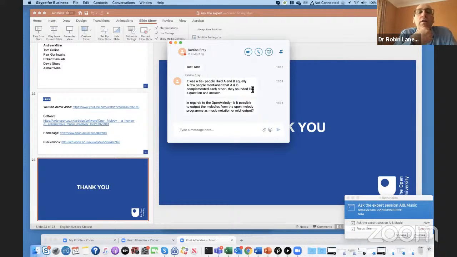Katrina says, it was a tie. People liked A and B equally. A few people mentioned that A and B complemented each other. They sounded like a question and answer. Well, I think that's a really interesting result. I really like that. If we've got a question and an answer there, lots of music is based on that kind of pattern, of course. So maybe these two things would be a good way of generating a longer piece.